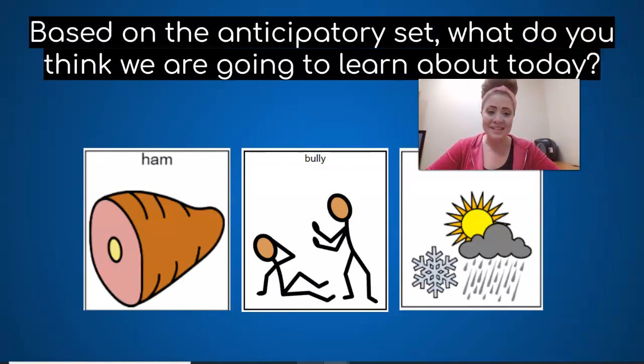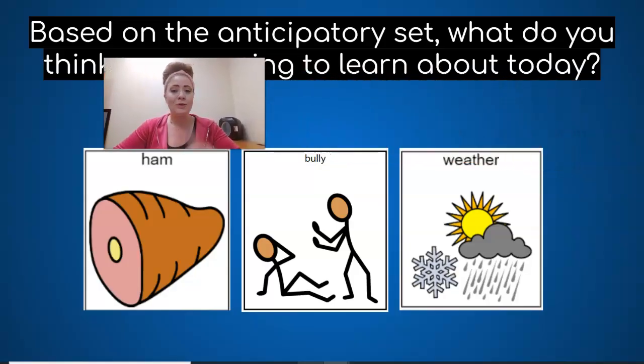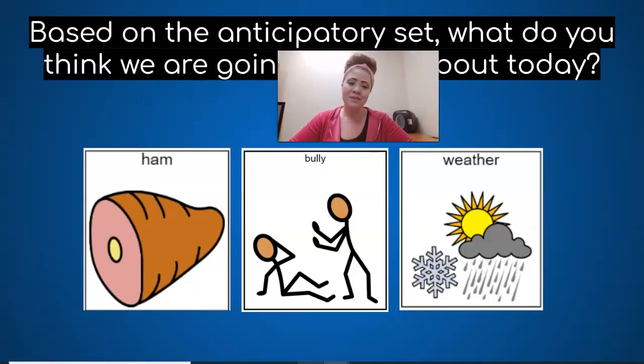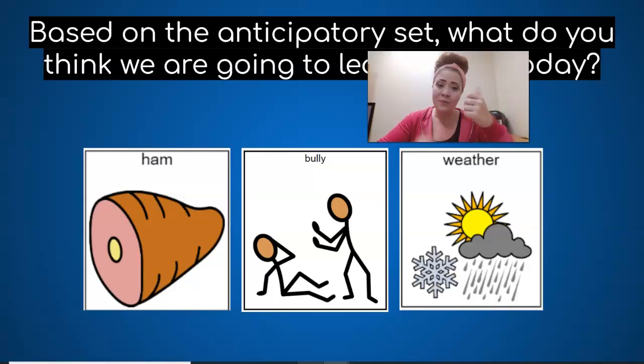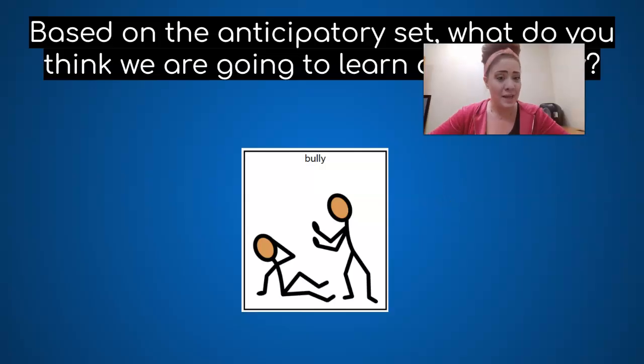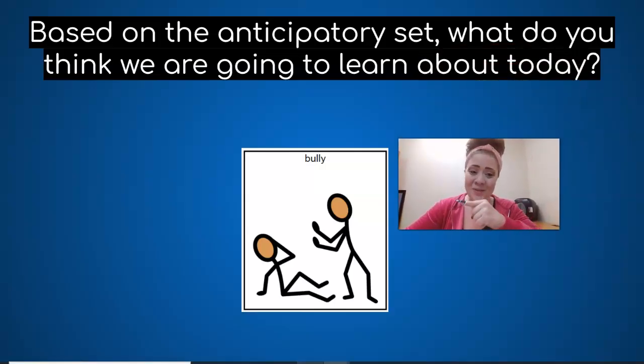All right, so based on that anticipatory set, what do you think we're going to learn about today? Do you think we're going to learn about ham? Do you think we're going to learn about bullies? Or do you think we're going to learn about weather? Which one? Did you say bullies? That's right. We are going to learn about bullies today.